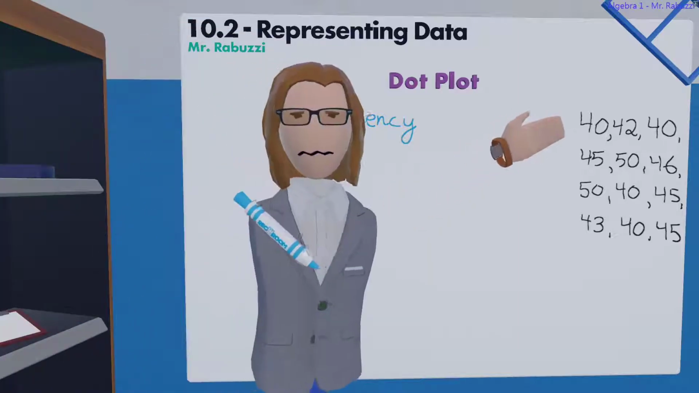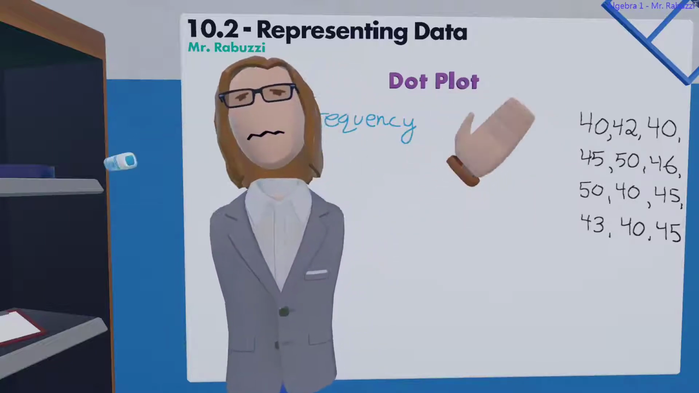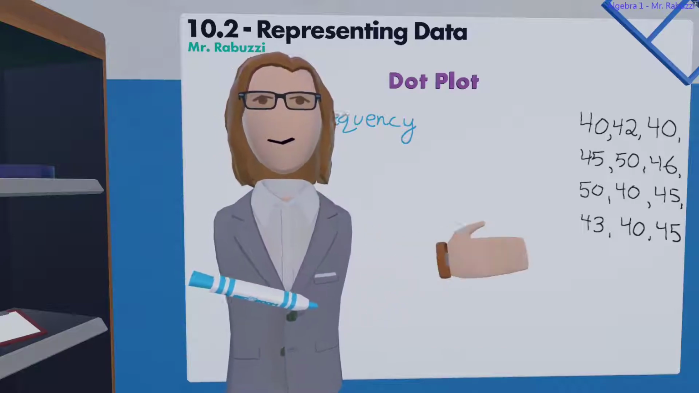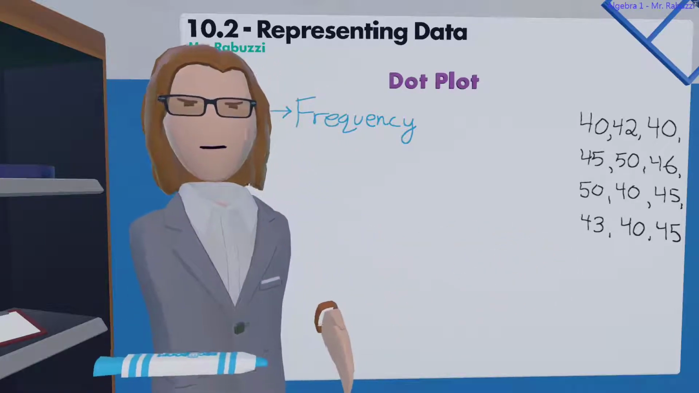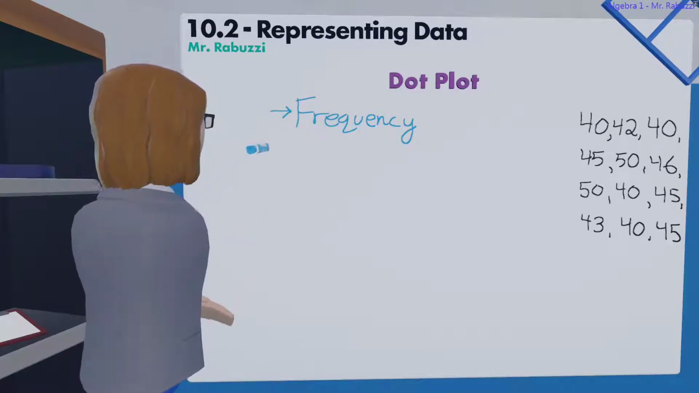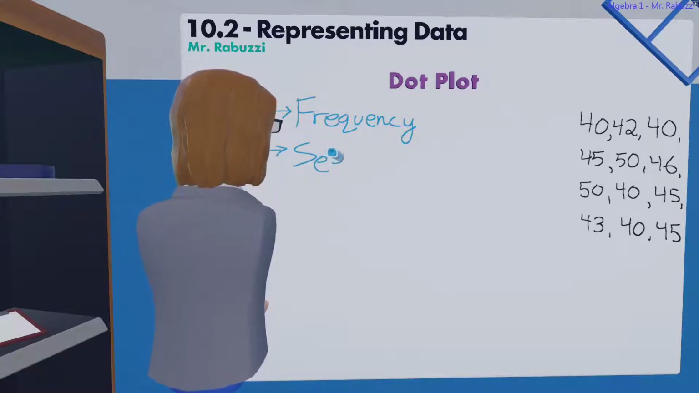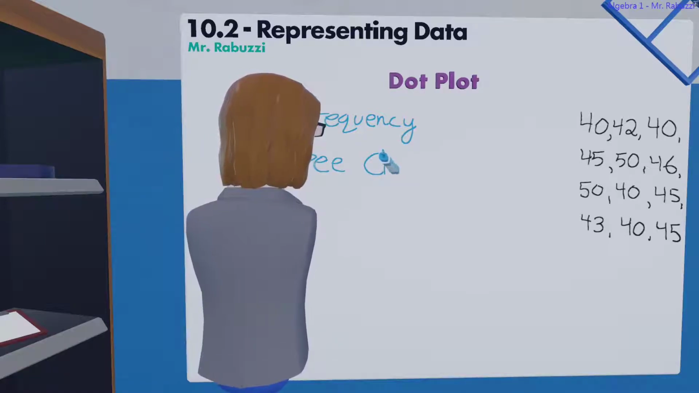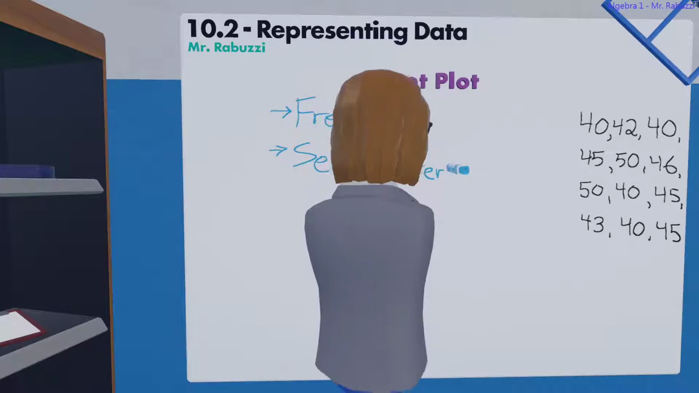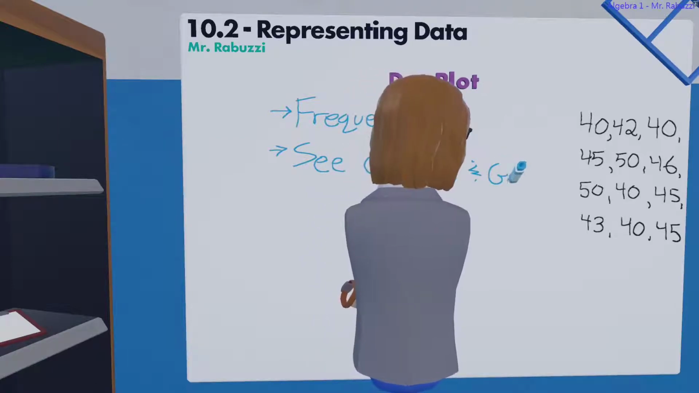So this is a short list over here. We can count how many 40s we got. But if we have a huge list, it's hard to judge what numbers we have more of. So drawing a picture will help us see it. And it doesn't just help us with frequency. It also helps us see the clusters and the gaps.